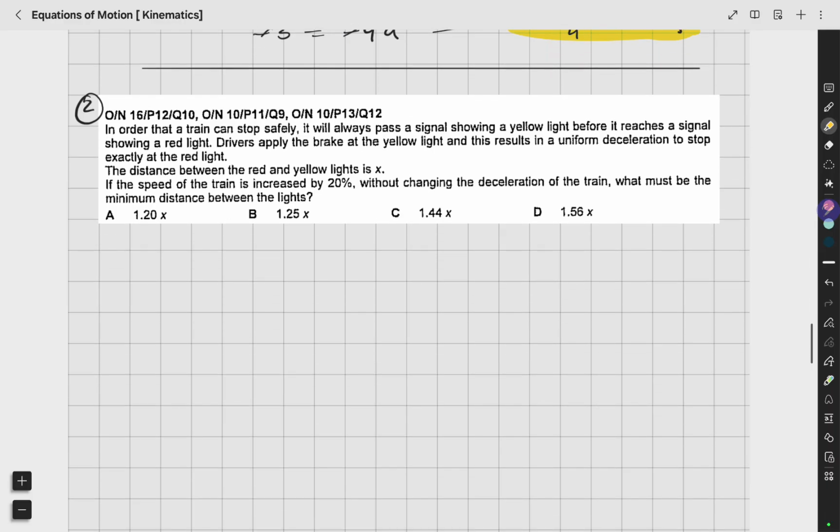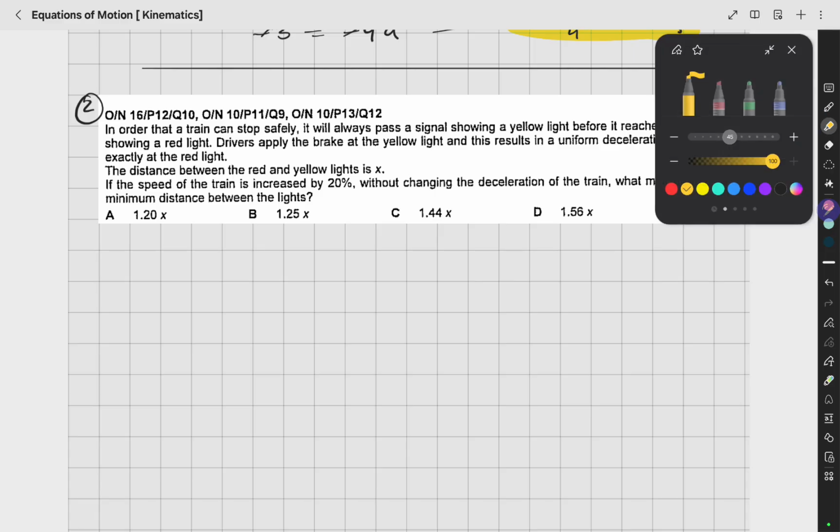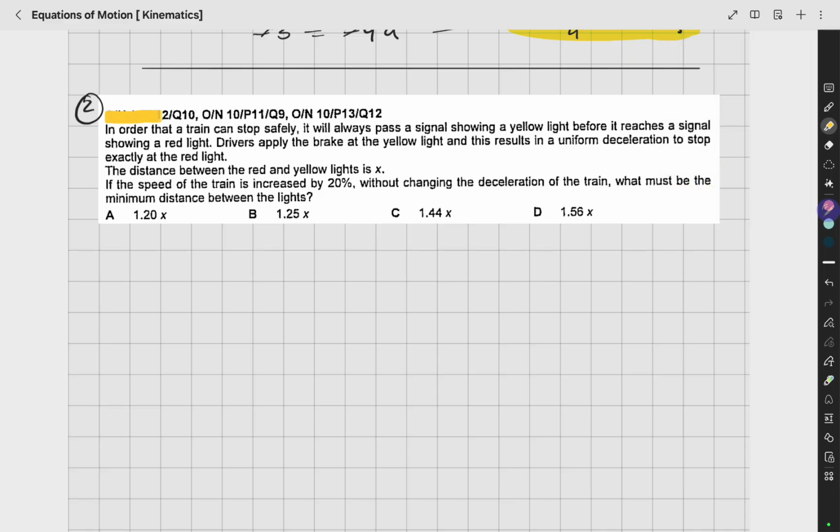Let's jump in here. You can always stop the video and try it yourself, and then you can start the video to see whether you have done this correctly or not. Let me take you to this question. This question is repeated in 3 years. It is written over there: 2016, 2010, and 2010. Okay, in order for the train to stop safely, it always passes a signal showing a yellow light before it reaches a signal that's showing a red light.